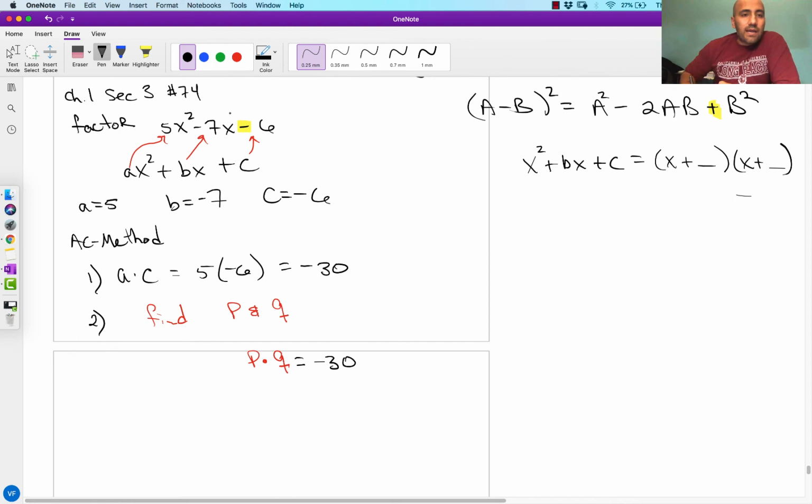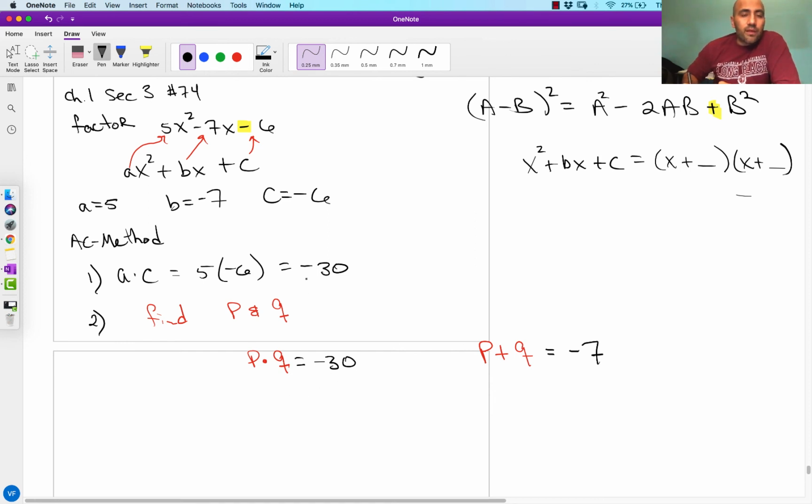But at the same time, when you add them, p plus q should be equal to the b, so it should be equal to -7, right? So they multiply to the product of AC, but they add up to that middle value, which happens to be -7. Okay, this is the hard part, guessing and checking different ways to do that.